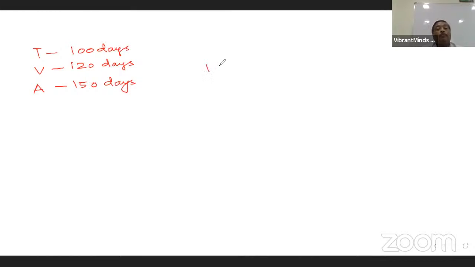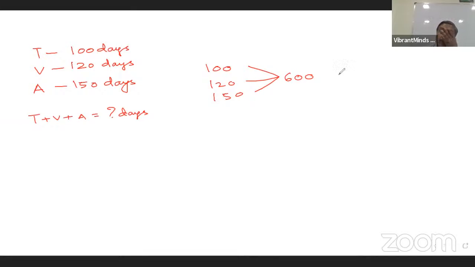Again, if they work together, the question is T plus V plus A. If they work together, how many days are they going to take to complete the job? So 100, 120, and 150. Again, the LCM is 600. 150 into 4 is 600, 120 into 5 is 600, and 100 into 6 is 600.